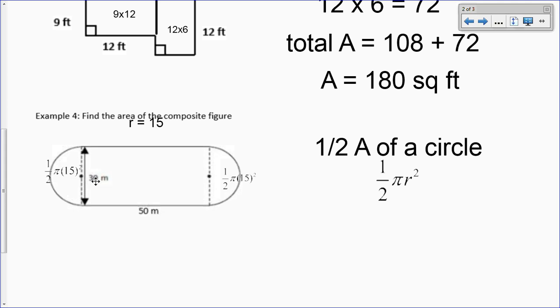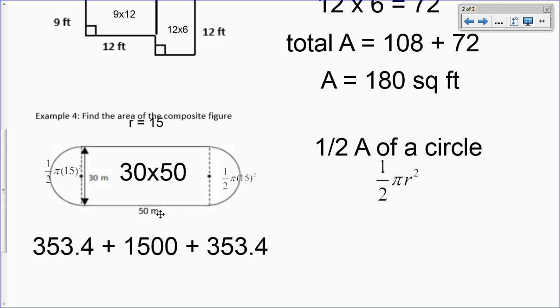So for this half of the circle, I get 353.4. The middle, I got 1500. And for the end, I got 353.4. Add them all together, because those are my 3 separate areas.